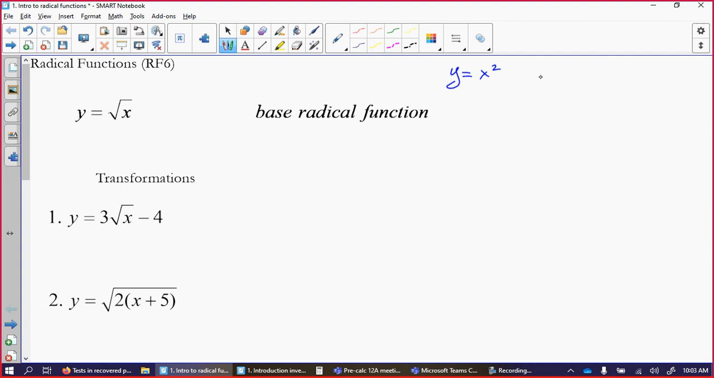When we did transformations of sine and cosine, technically y equals sine of theta or x. These are our base functions. Oh, the other one that you did in pre-calc 11 is the absolute value of x.